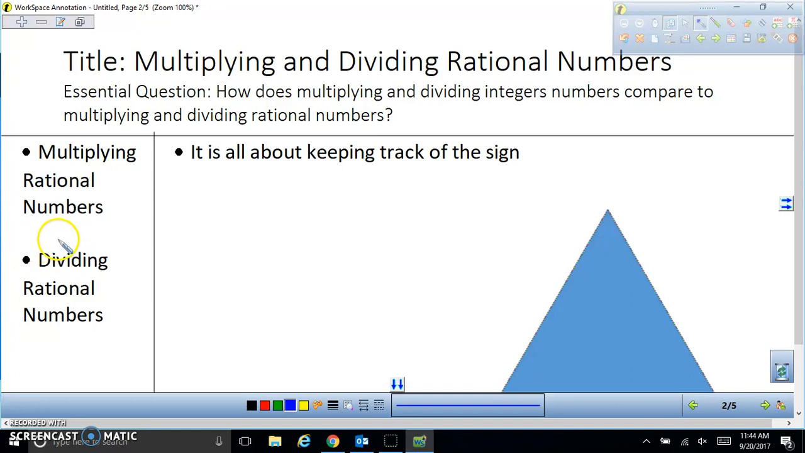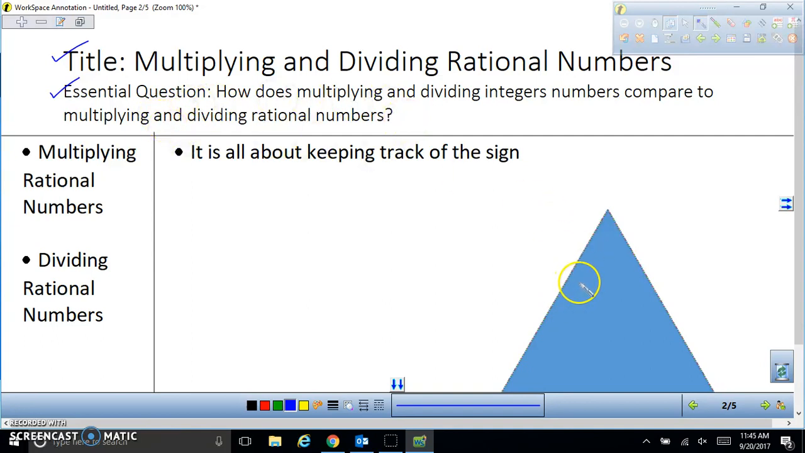All right, let's talk about multiplying and dividing rational numbers, which is your title. And your central question is, how does multiplying and dividing integer numbers compare to multiplying and dividing rational numbers? Let's go ahead and get started.